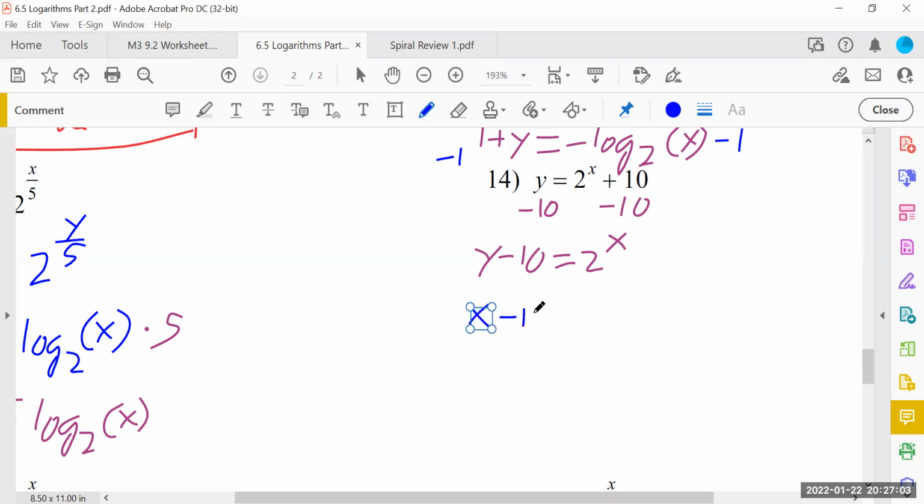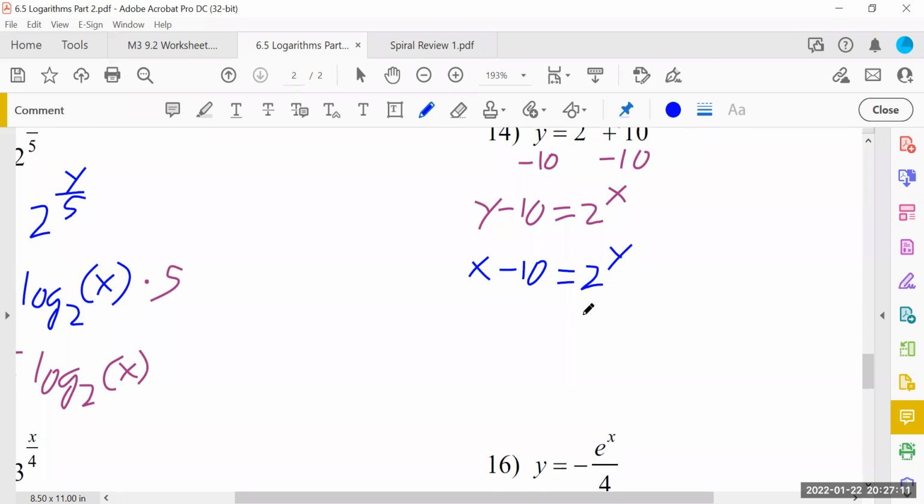X minus 10 is equal to 2 to the y power. I can bring the 2 down, make it into my log base 2 of x minus 10. Right, this over here inside the log is equal to what the old exponent was. And I'm done. Y equals log base 2 of x minus 10.